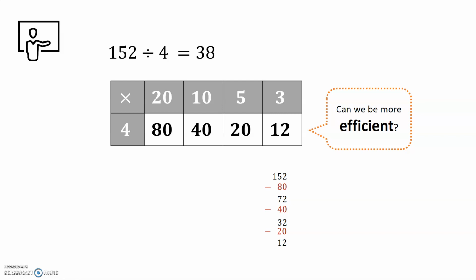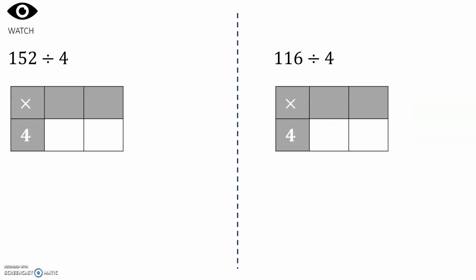So my next question is, can we be more efficient? Okay, can we use less columns in this grid, for example? And the answer is yes, of course we can. Because I know that 4 times 30 is 120, we can create a little running total. So I need to use up all 152. I have currently used up 120, which means I have 32 left.